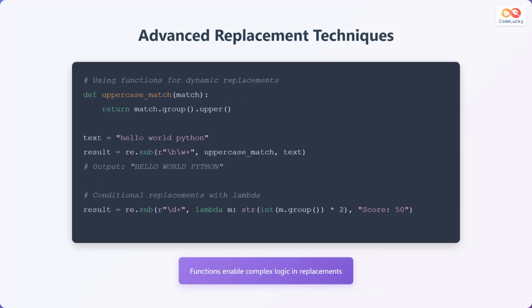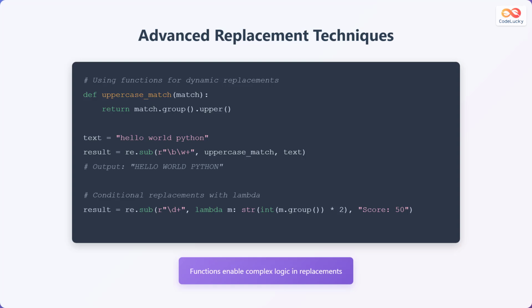Here we'll explore advanced replacement techniques using functions and lambda expressions. First, let's define a function called to_upper that takes a match object as input and returns the uppercase version of the matched text. Now, if your text is "hello world Python", you can use re.sub with the pattern \b\w+ and the to_upper function to convert each word to uppercase. The output will be "HELLO WORLD PYTHON".